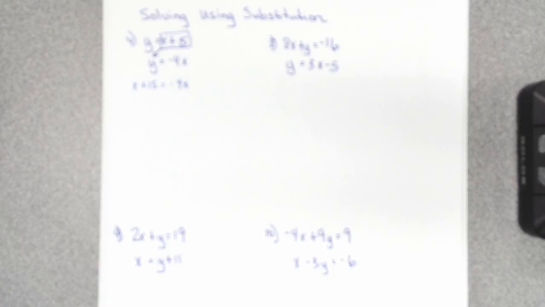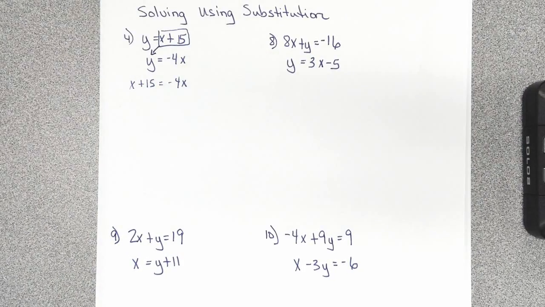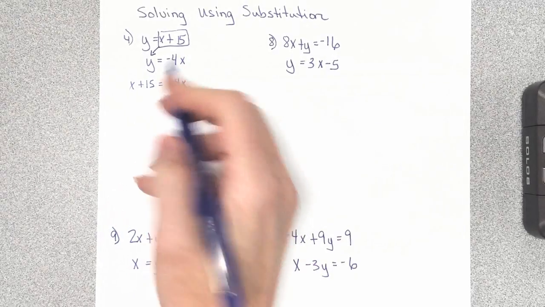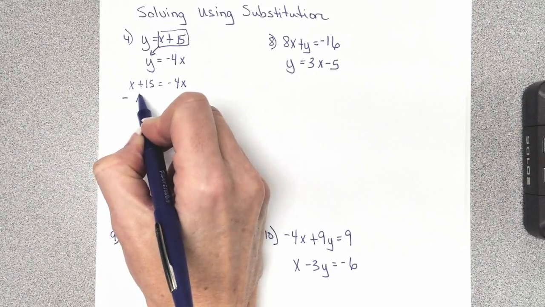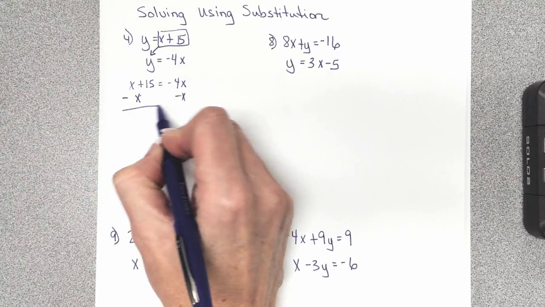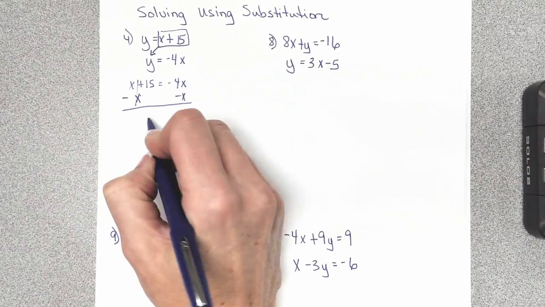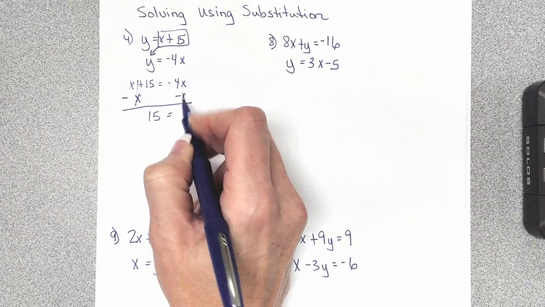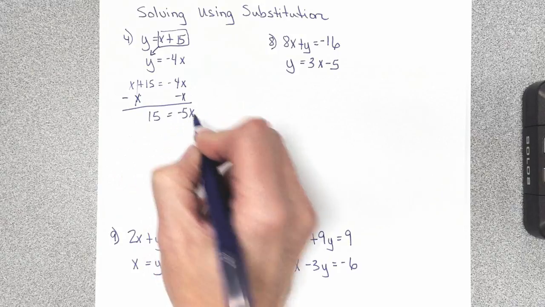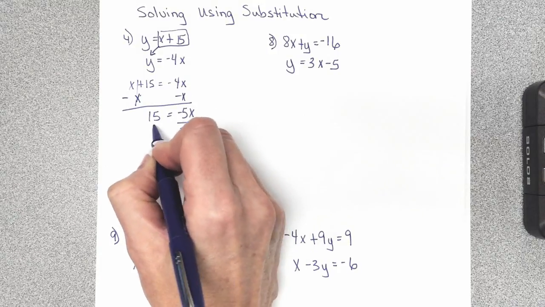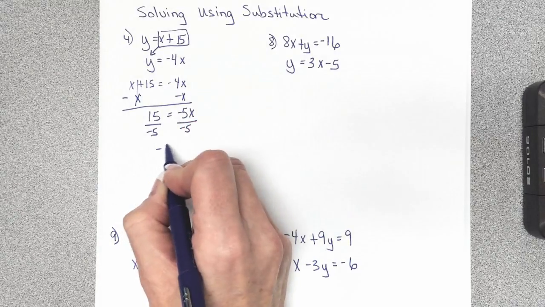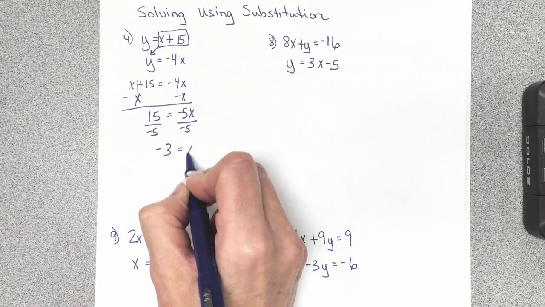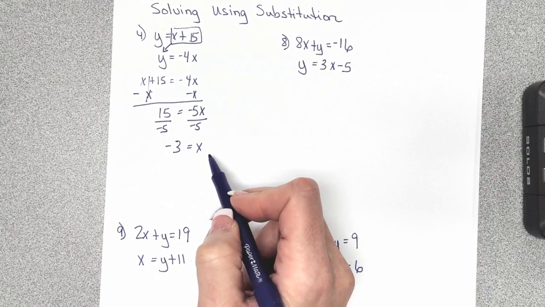Sorry, let me get this adjusted for you. There we go. So I'm going to move this x over to this side. So I'm going to subtract x. And I've got 15 equals negative 4x and negative x is negative 5x. Divide by negative 5. And negative 3 is my x coordinate of my solution.